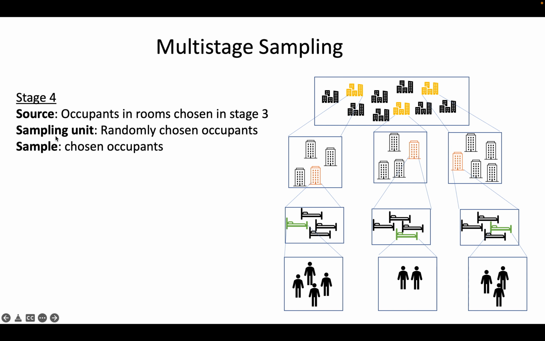And then you can go even further if you want, where the source population is occupants in the chosen rooms from the chosen apartment buildings from the chosen towns, and you can randomly choose an occupant of that room. Obviously these towns are going to have different numbers of apartment buildings, and these apartment buildings will have different numbers of rooms. The rooms will have a different number of people. But each one is just being applied like a simple random sample, where every apartment building here has the same opportunity to be selected.